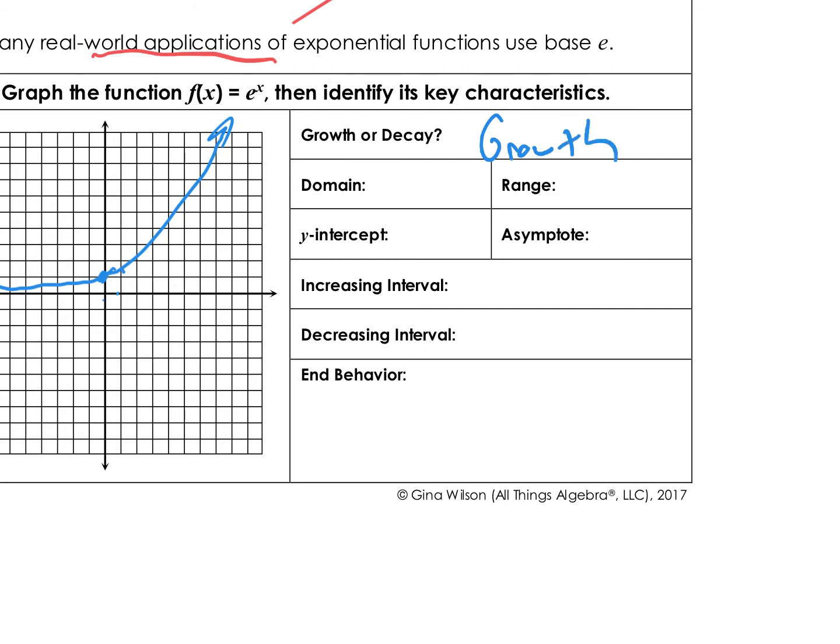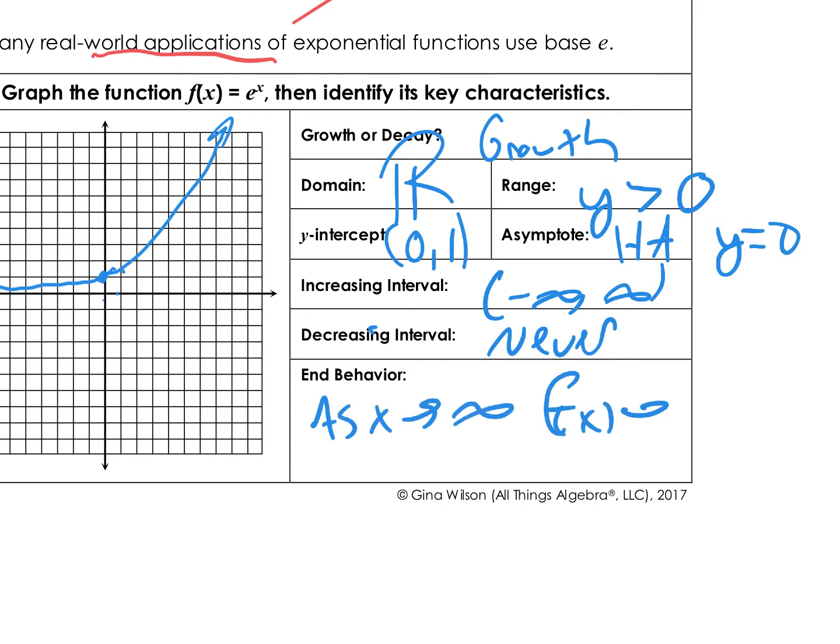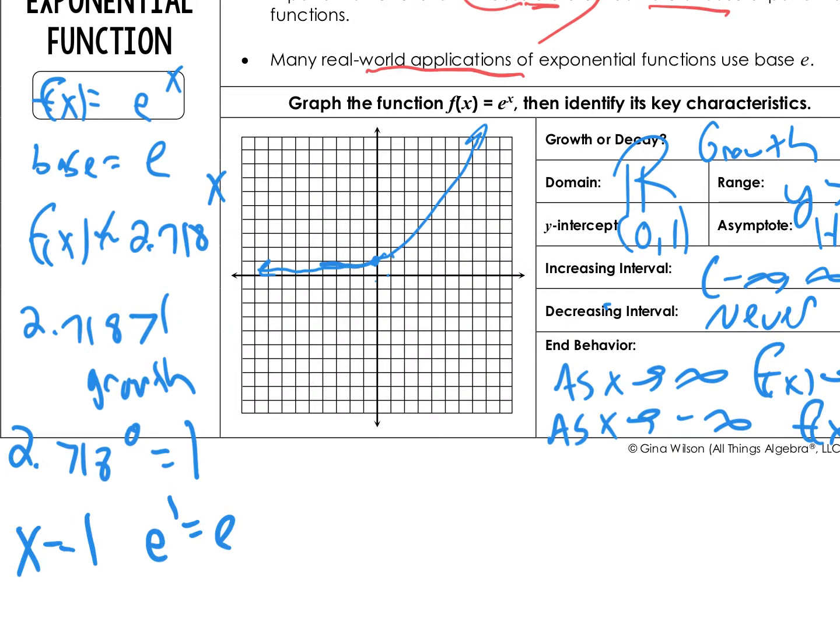Growth. Domain is all real numbers. Range, y is greater than 0. 0, 1 is my y-intercept. And the horizontal asymptote still is y equals 0. And it increases everywhere from negative infinity to infinity. And this one never decreases. As x approaches infinity, to the right forever, f of x approaches infinity, goes up forever. As x approaches negative infinity, f of x, that's to the left forever, approaches 0.